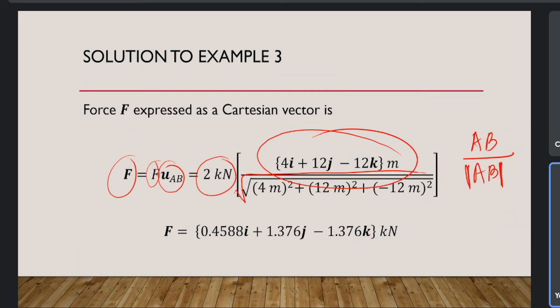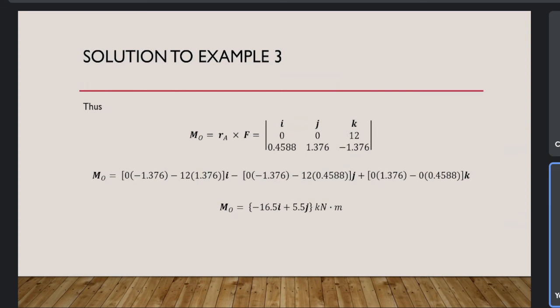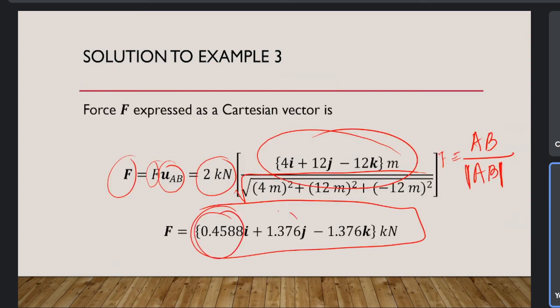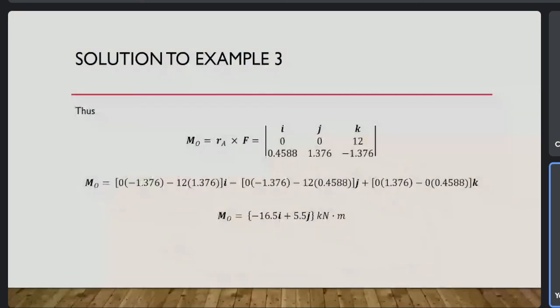This one we discussed in chapter 3 of the mechanics. You can go back and check for this formula. So that can be written this way. When you solve that one, the answer should be 0.4588i plus 1.376j minus 1.37k kilonewton. Thus, I just transpose these values in this form here.